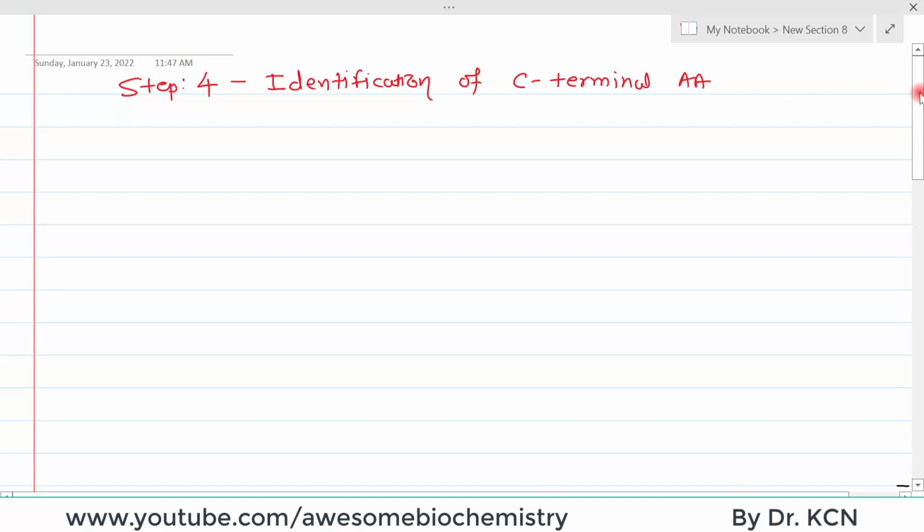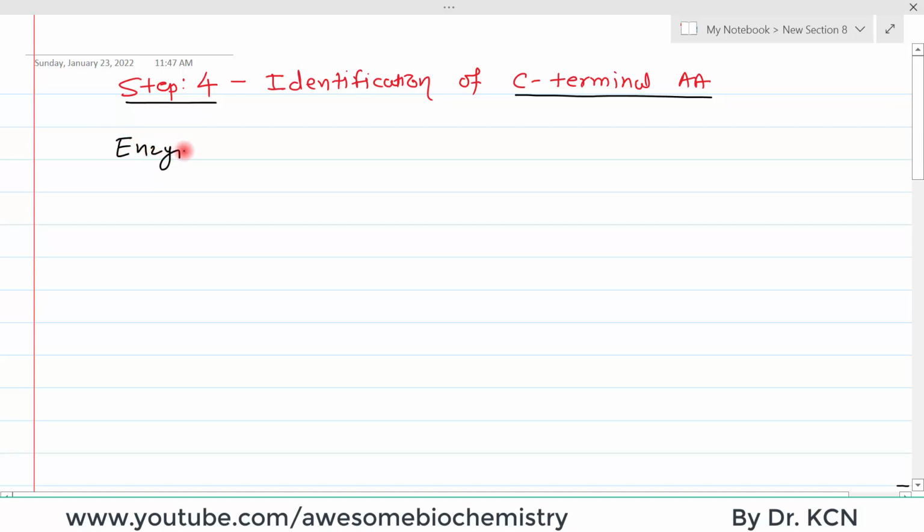In my previous video, I had discussed step 3 of protein sequencing, that is identification of the N-terminal amino acid. In this video tutorial, I am going to discuss step 4 of protein sequencing, that is identification of the C-terminal amino acid. Now, to identify the C-terminal amino acid, we have two different methods. One is the enzymatic method and the second one is the chemical method.